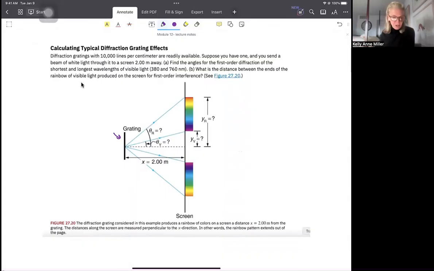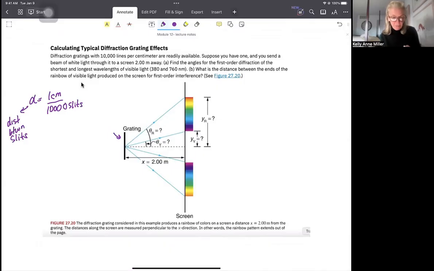So what we want to know, suppose you have, okay, there's 10,000 lines per centimeter. So we're going to have to find the distance between the slits, because it's giving us how many lines per centimeter. To know the distance between each slit, we would have to take 1 centimeter and divide it by 10,000 slits. That will give us the distance between the slits. Okay, so that would be the first thing to do.